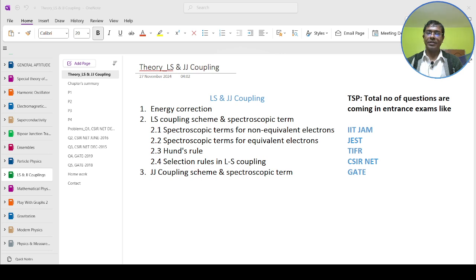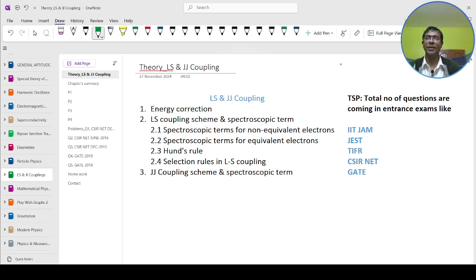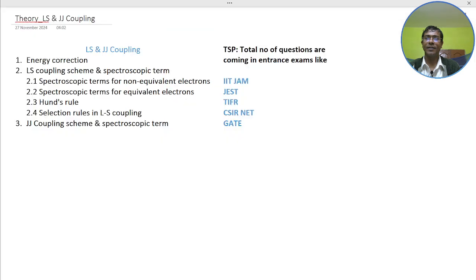In our previous lecture, we discussed particle physics, in the topic of nuclear and particle physics. Today we will discuss the topic LS and JJ coupling from the topics of atomic and molecular physics.